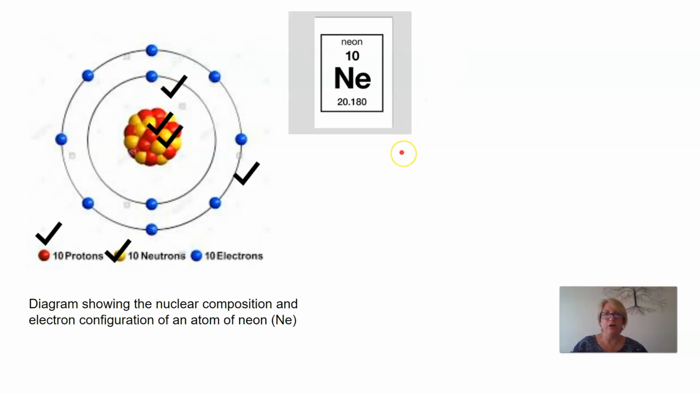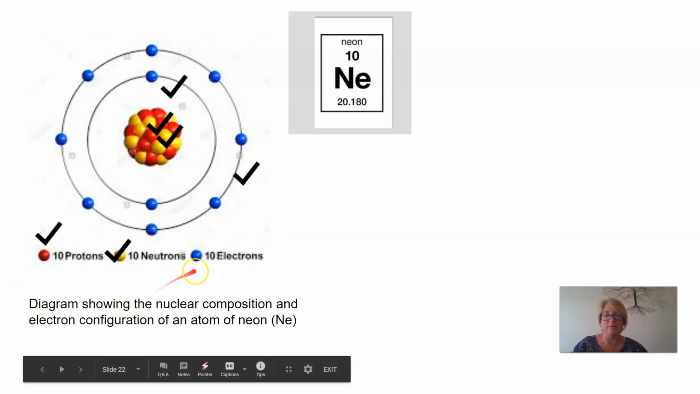If we have a look now at neon, okay, we see that neon's atomic number is 10. Okay, so we know that it's got to have 10 protons in its nucleus. 1, 2, 3, 4, 5, 6, 7, 8, 9, 10. We also know that it needs to have 10 electrons in total. But the first shell has 2 electrons. So that means the outer shell is going to have 1, 2, 3, 4, 5, 6, 7, 8. So we can see that the outer shell is also full of electrons. So remember that your diagram needs to be neat, it needs to be labeled, and it needs to have a heading.